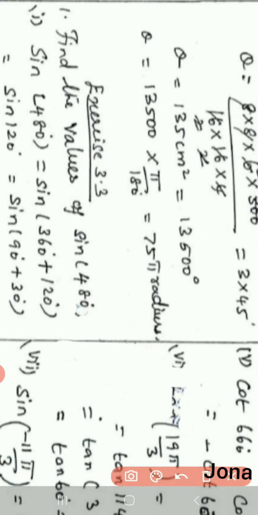So we have to multiply with the 100 also, so 135 into 100 is 13,500 degree. I want to convert this into radians now, so 13,500 into pi by 180 degree. If you cancel everything, you will get 75 by pi radians. Hope you understand this exercise. It will be the easiest exercise in this chapter. Thank you.